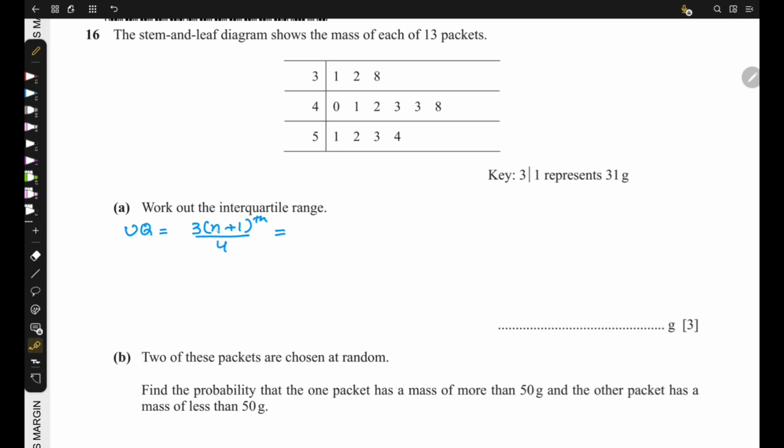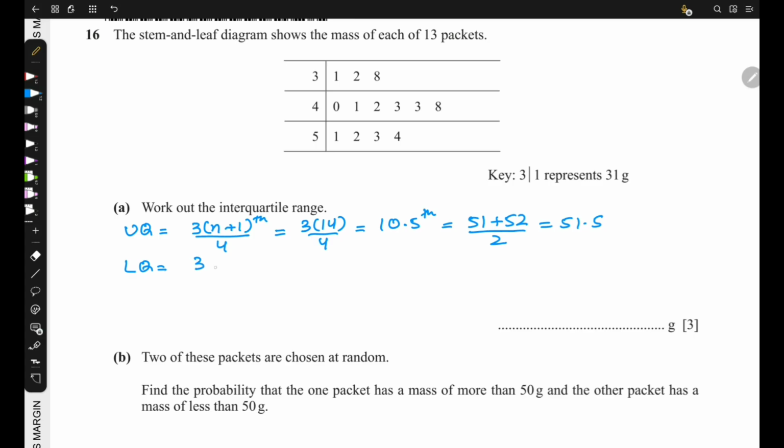So if I put 13 over here, I'll get 3 times 14 over 4, which means the 10.5th term. That would be the upper quartile, right? So this is first, second, third, fourth, fifth, sixth, seventh, eighth, ninth, 10th, and 11th. So the 10.5th term would be over here in the middle of 51 and 52. So we have to find the mean of 51 and 52, which is 51.5. This is the upper quartile.